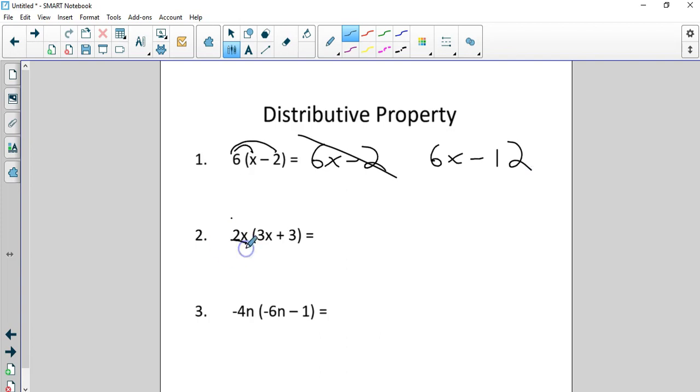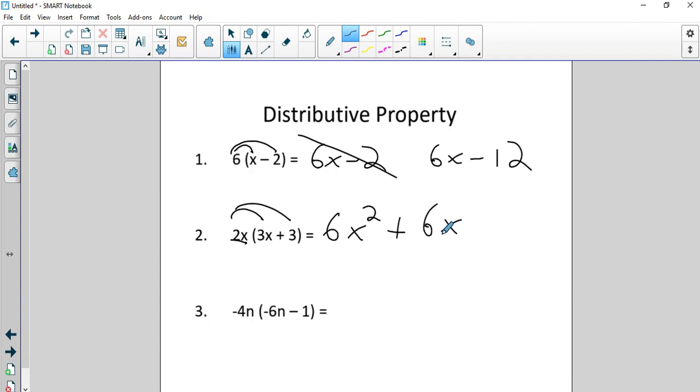Now here, the 2x is getting sent to both. So first we're going to deal with the 2 times 3, which is 6. And the x times x, which remember is x squared. Now, this stays plus, we get 6x. 2 times 3 is 6, the x just tags along.